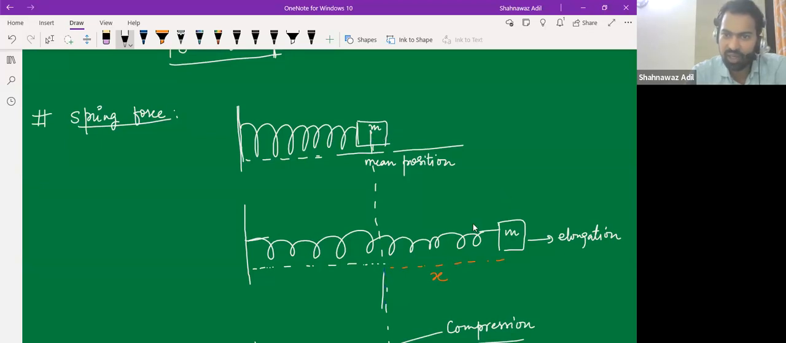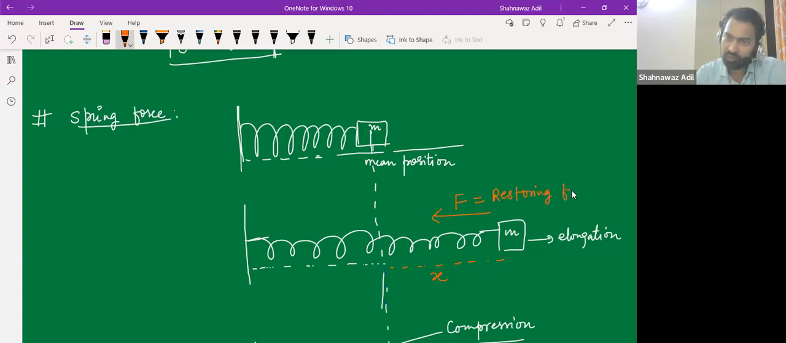And whenever you elongate this spring, it will want to acquire this position. So in what direction will it apply the force to acquire this position, right or left? For elongation, left. So it will apply a restoring force backward, against the direction of this displacement, and that force is called the restoring force, right?